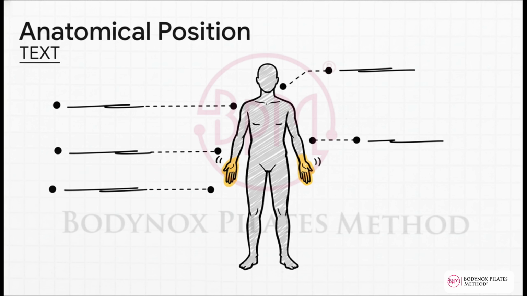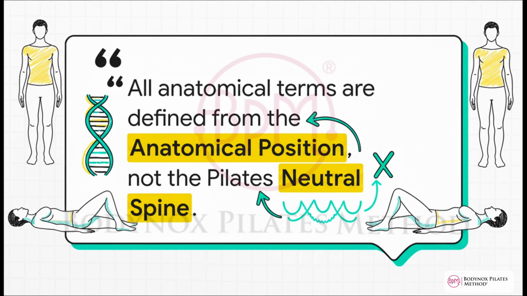It's absolutely key. And here's a little pro tip that honestly trips up a lot of people. In Pilates, we are absolutely obsessed with finding our neutral spine, and that's great. But, and this is a big but, when we're using the universal language of anatomy, we have to remember that all the official definitions go back to the anatomical position, not our Pilates neutral. It's a really critical distinction.